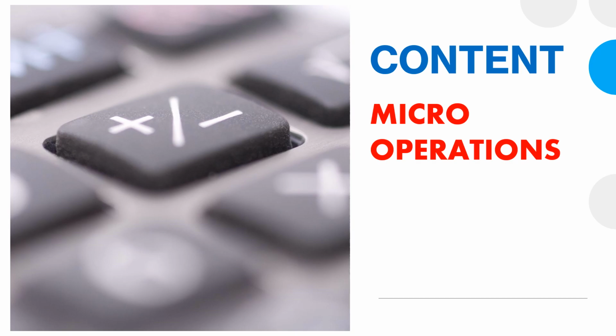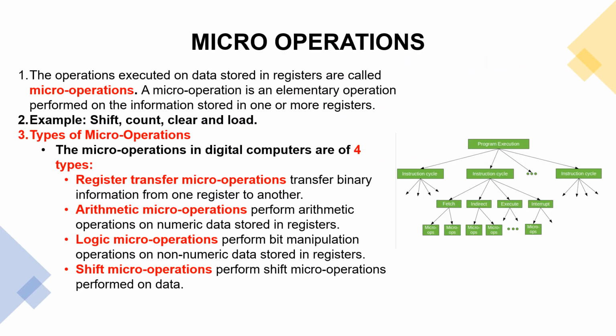Micro-operations. The operations executed on data stored in registers are called micro-operations. A micro-operation is an elementary operation performed on the information stored in one or more registers. Example: shift, count, clear, and load.